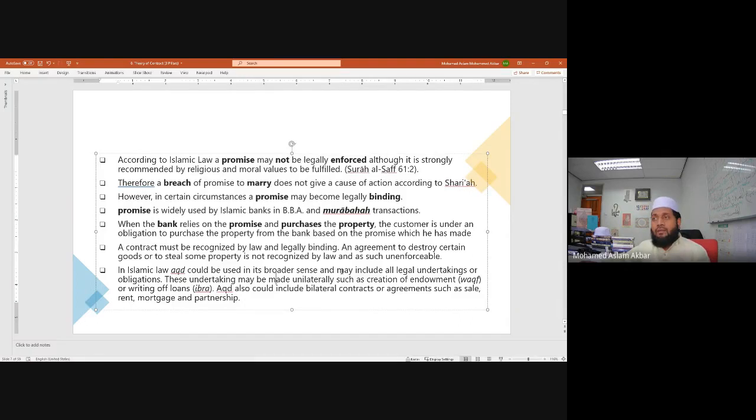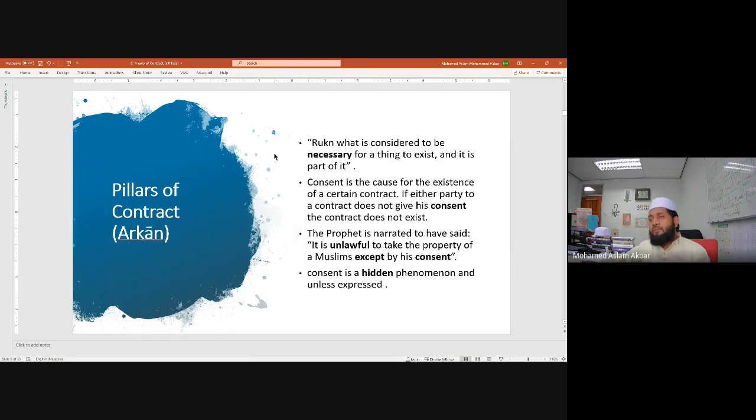Now we are going to talk about the pillars of contract. Let us start with what exactly we mean by pillar. The word rukun in Arabic means pillar, and the plural is arkan. Rukun is what is considered necessary for a thing to exist, and it is part of it.